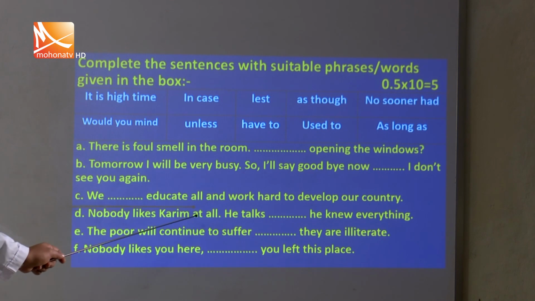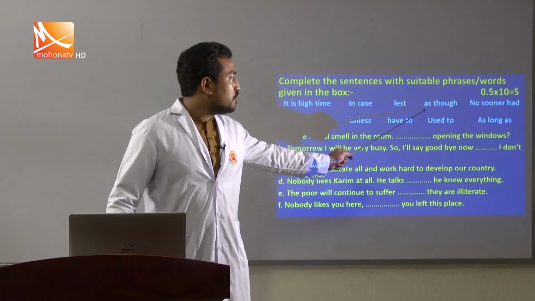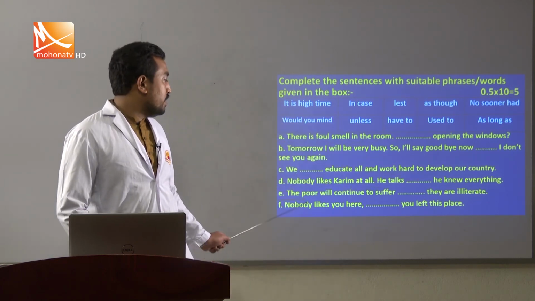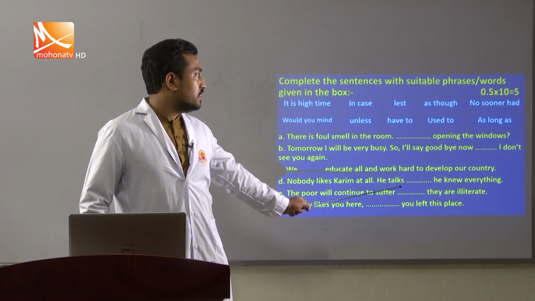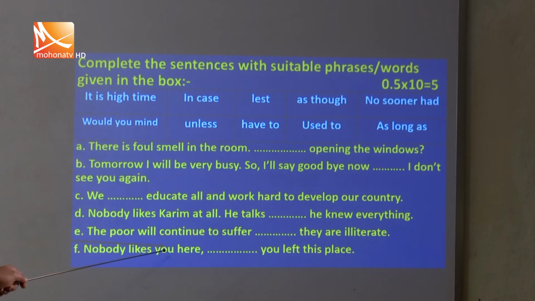Nobody likes Karim at all. She talks as if, or we can say as though, he knew everything. Okay? What will be the answer? Number E. The poor will continue to suffer, dash. So, we can say unless they are illiterate. Nobody likes you here, dash they left this place. As long as they, we can say as long as.